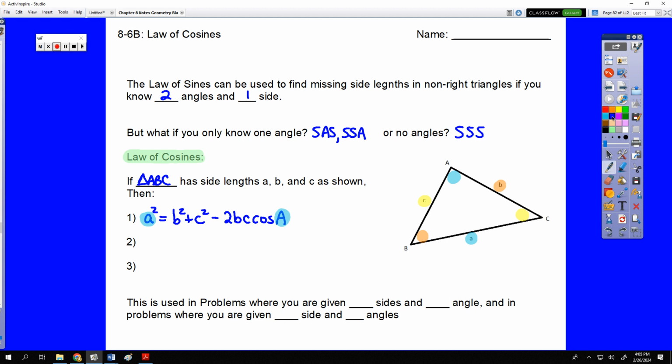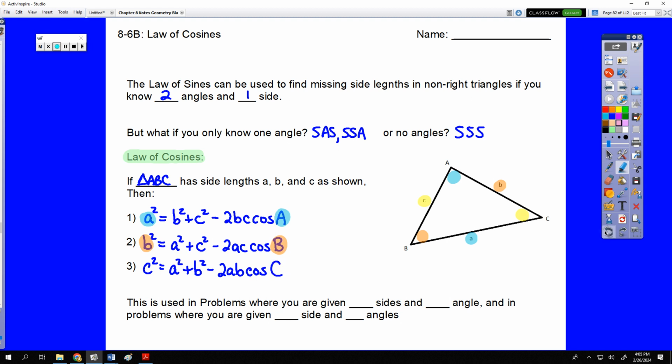This could just as easily be written for either of the other two sides. Little b squared is equal to little a squared plus little c squared minus 2 times a times little c times the cosine of angle B. Again, if the equation contains angle B, then little b is the side length that is by itself. Finally, if I wrote it for side length c, c squared is equal to a squared plus b squared, that looks strangely familiar, minus 2 times a times b times the cosine of angle C.